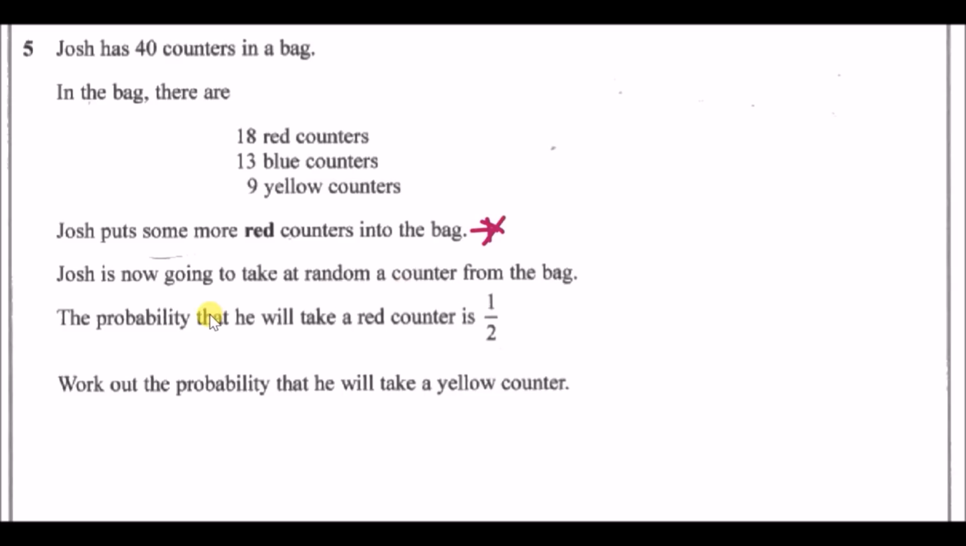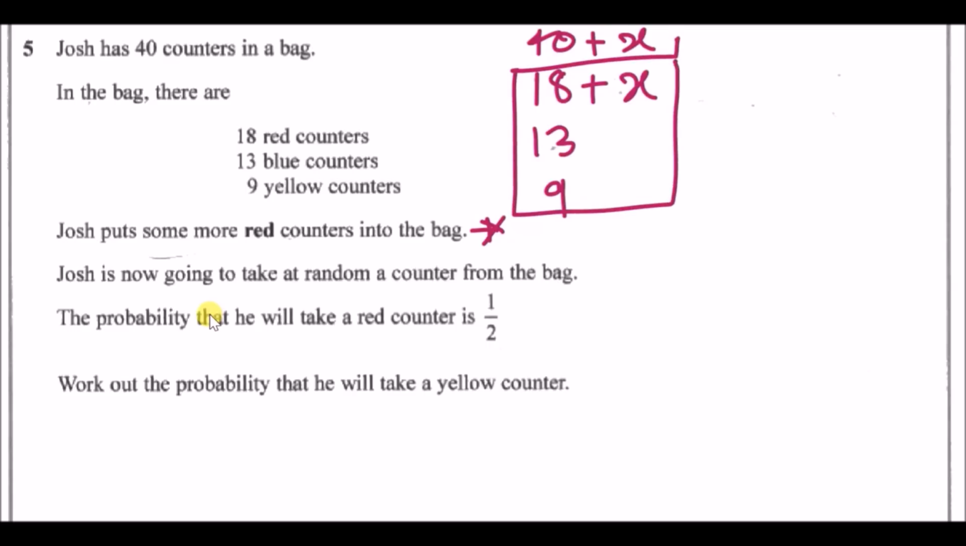When you add more red counters, and we don't know how many, let's say now he has 18 reds plus an additional X counters, yeah? So that means in the bag he had 40 originally, now he's got an additional X amount. The blue is still 13 and the yellows are still 9. So this is the total divided by this amount here, yeah?